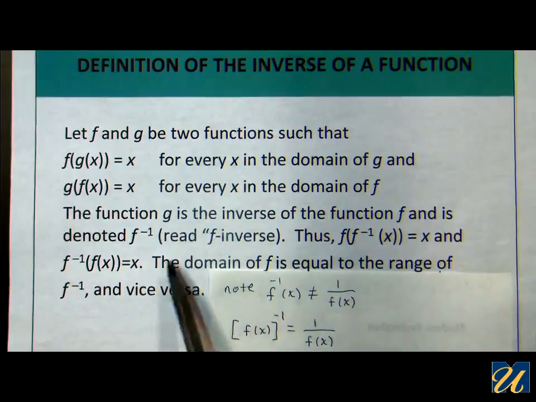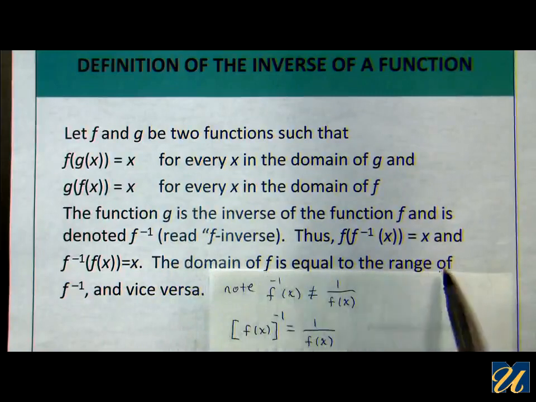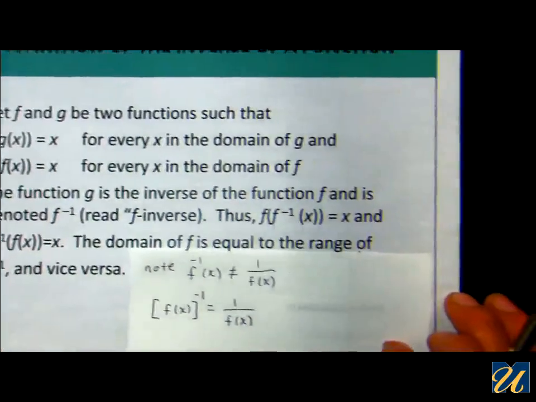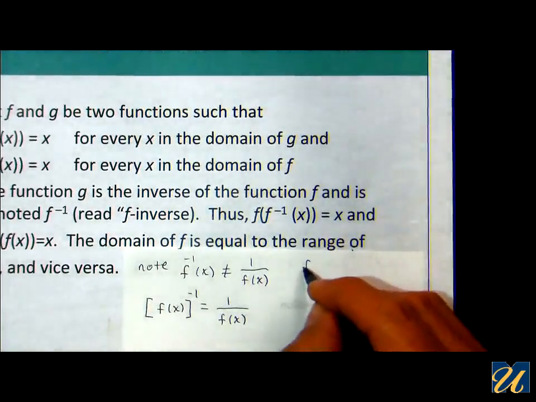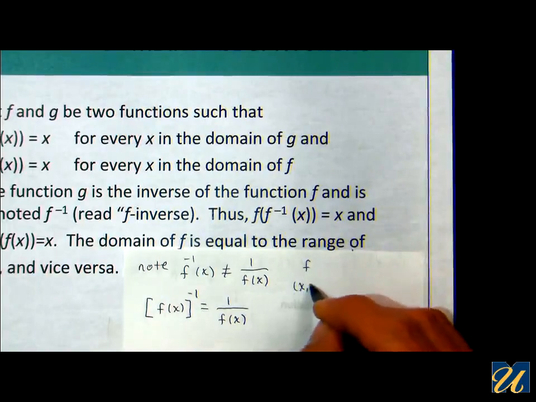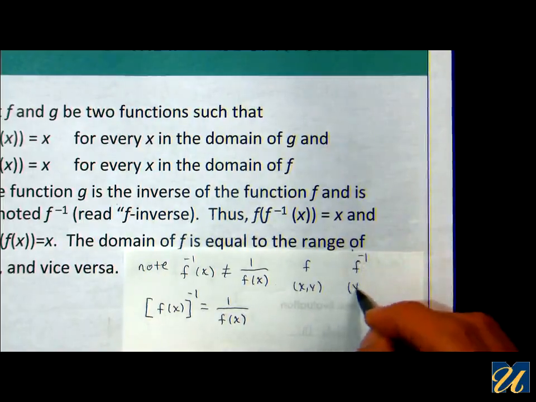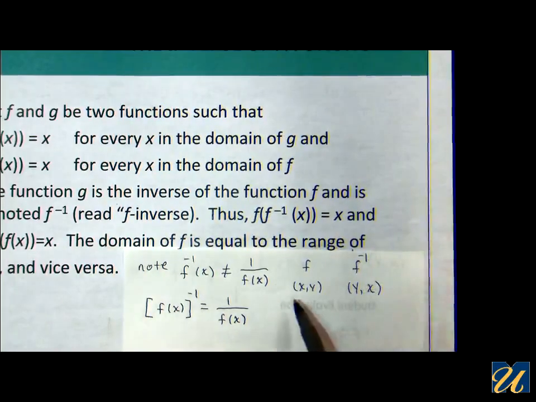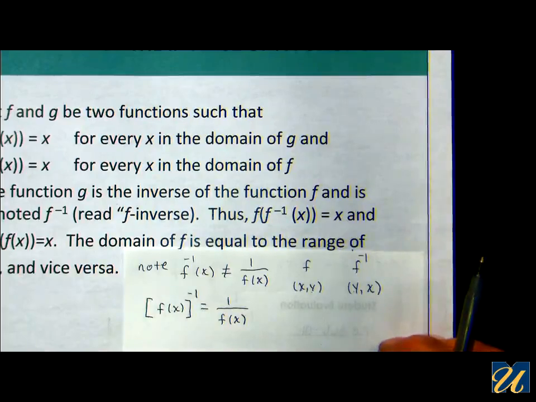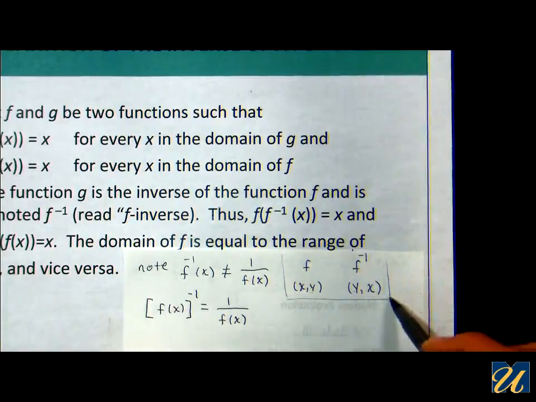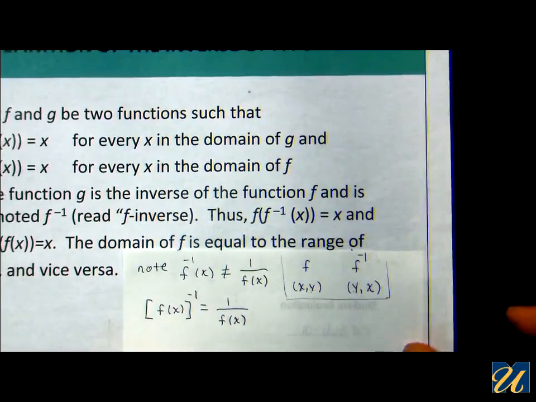The last statement here, the domain of the function f is equal to the range of the function f inverse and vice versa, simply means the following. If on the function f we have the ordered pair x comma y, then on the inverse function f inverse we have the ordered pair y comma x. In other words, the inputs and the outputs are interchanged. So the domain becomes the range and the range becomes the domain. This will be a very important idea later when we attempt to graph the inverse of a function.